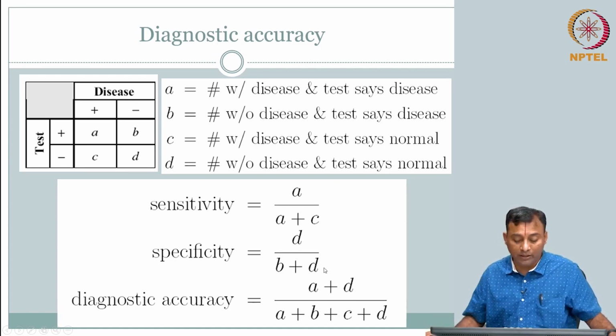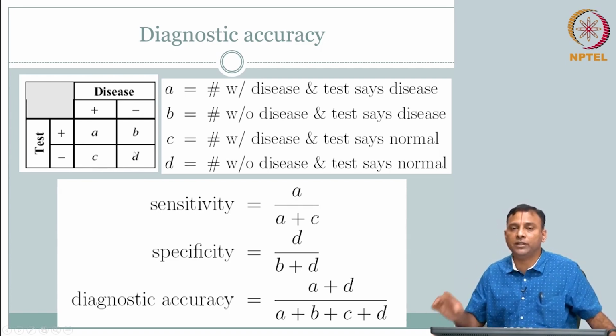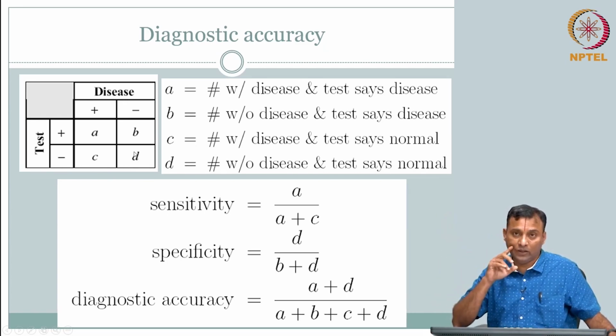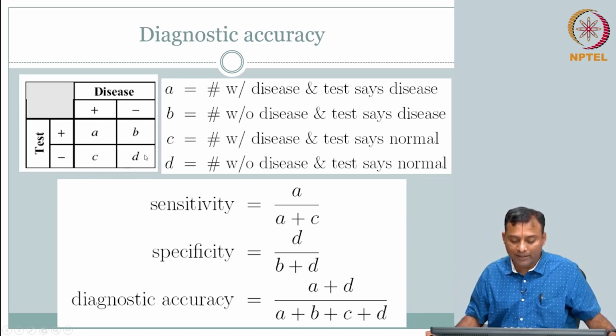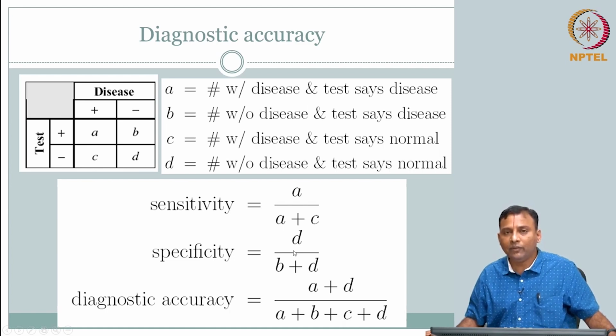Specificity has to do with how specific your D is: disease is not there and your test is also saying it is not there. So, if you say you do not have a disease and you ask them to go home, how specific is it? D by B plus D. B plus D tells about the population that are not having disease. Amongst the population that are not having disease, how many are you sending home based on the test also saying there is no disease? Ideally, you want to be 100% specific, meaning everybody who doesn't have a disease, I want them to go home. I shouldn't have any B. B is there is no disease, but my test says you have disease. So I should not have any B. So it will be D by D, which is 1.